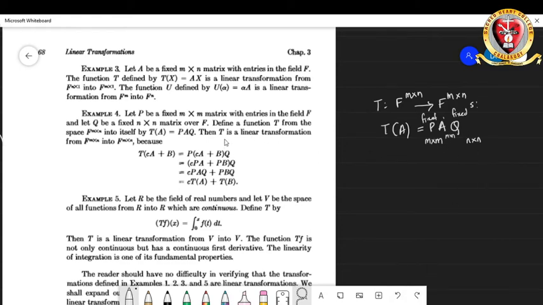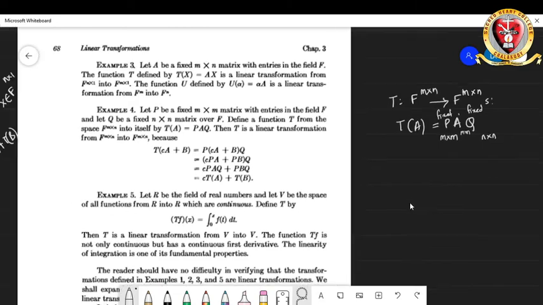So you have to prove that T is a linear transformation. You can see that T of c A plus B, where A and B are m by n matrices and c is a scalar coming from F, is equal to P into (c A plus B) Q, which is equal to c P A Q plus P B Q, which is equal to c into T of A plus T of B. This happens because matrix addition and multiplication are distributive. So you can easily prove that. So that was example 4.